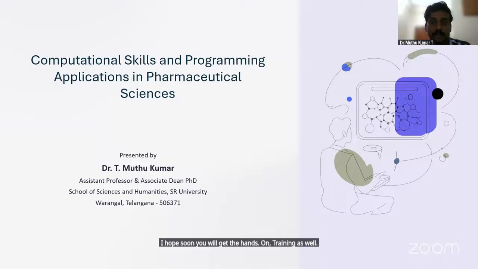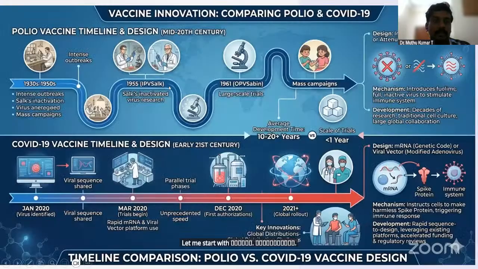Let me start with a small example. A great example is the polio vaccine. In the early 1900s, we suffered with the polio disease. It took almost 10 to 20 years to develop a standardized vaccine. So today we are getting the polio vaccines for the children. From the disease's arrival to vaccine development, it took almost 10 to 20 years.